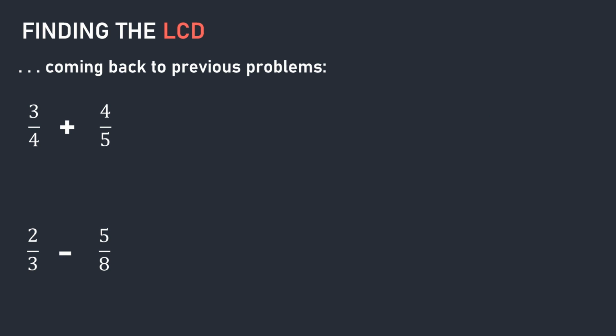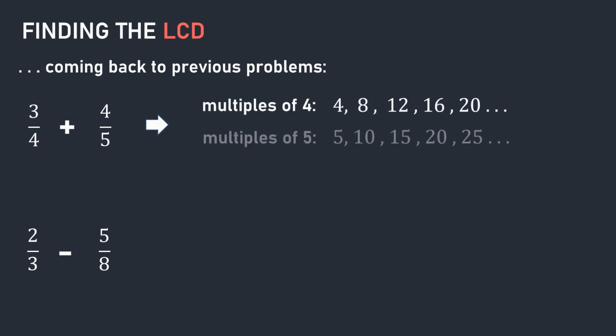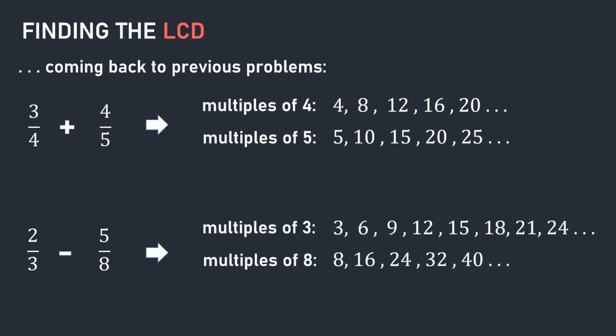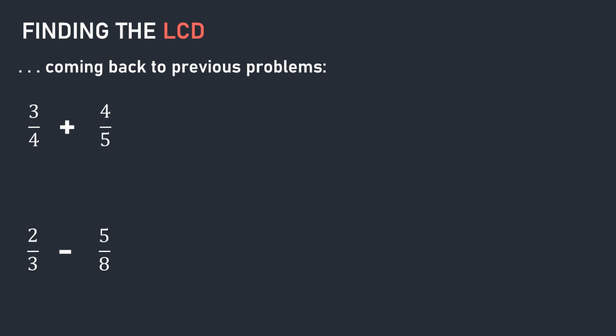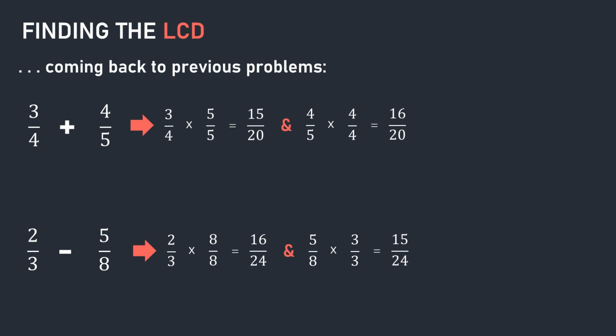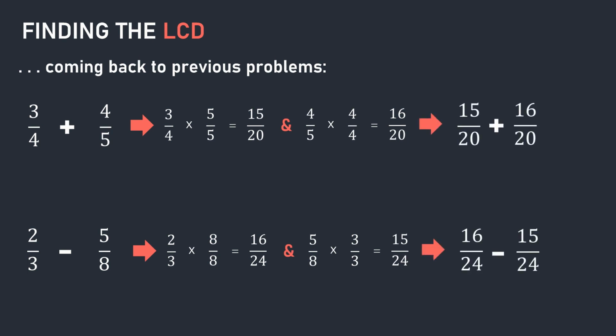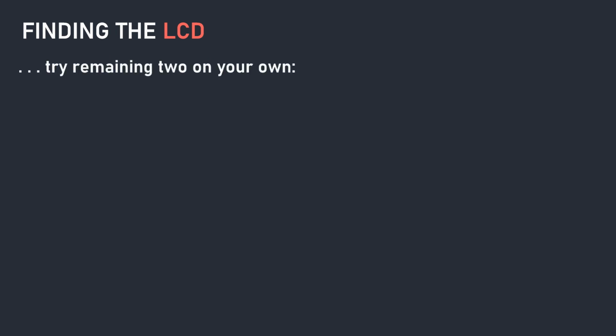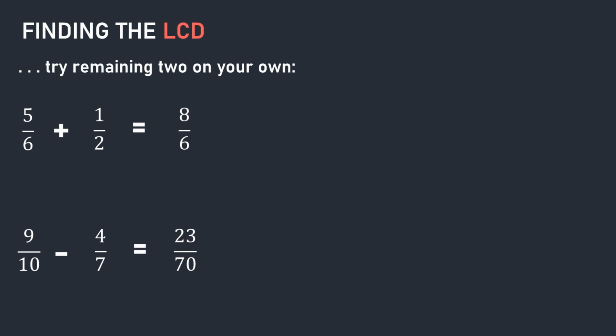Remember, we just list out the multiples of each denominator. Once done, we find these are the LCDs. So we use the multiplication method to get them into equivalent fractions with the same denominators, and once that's done, we just add or subtract the normal way. Try the remaining two on your own. Alright, so these are the answers right here.